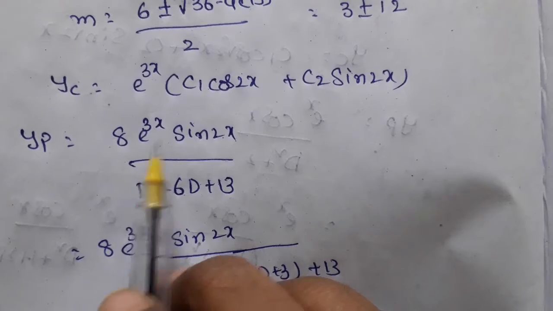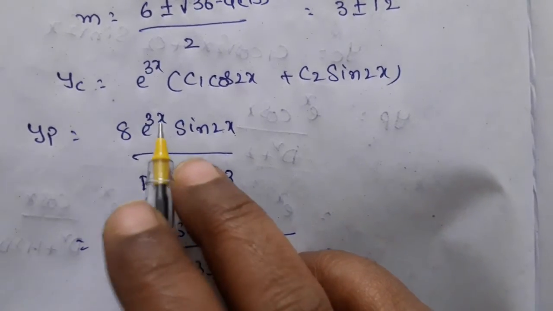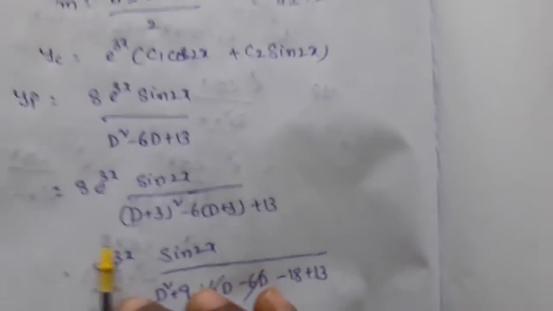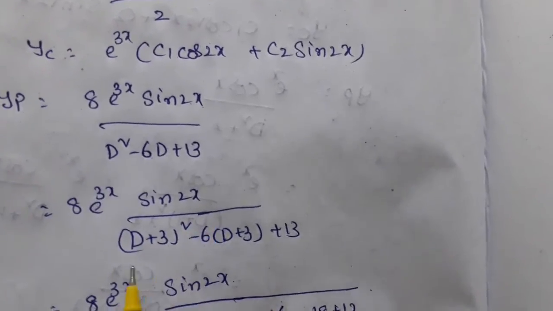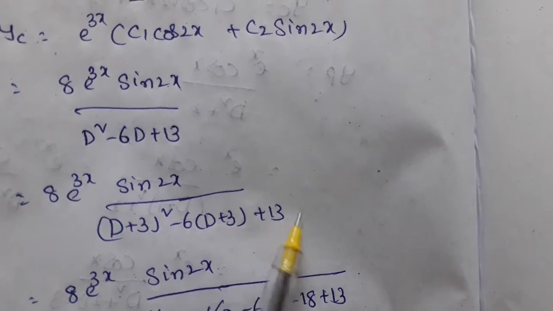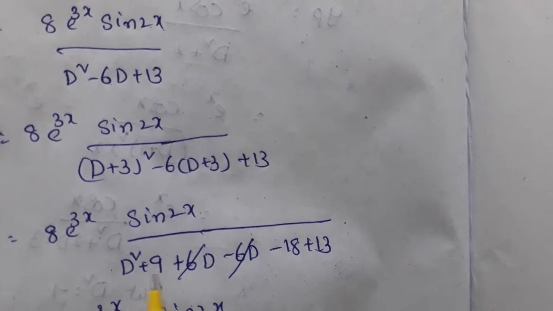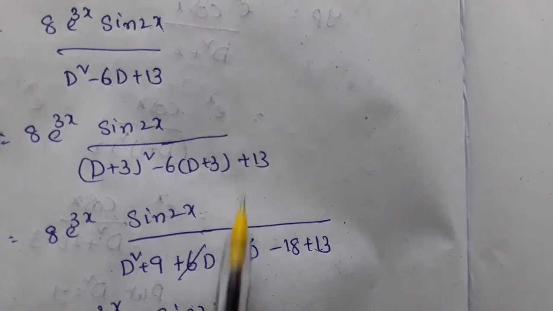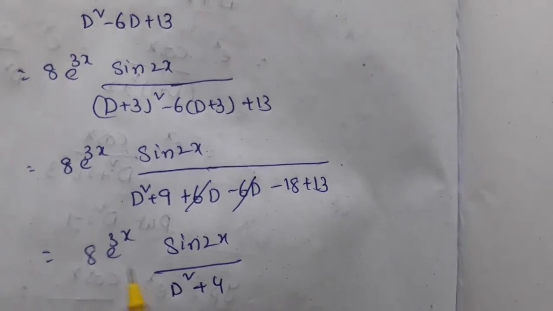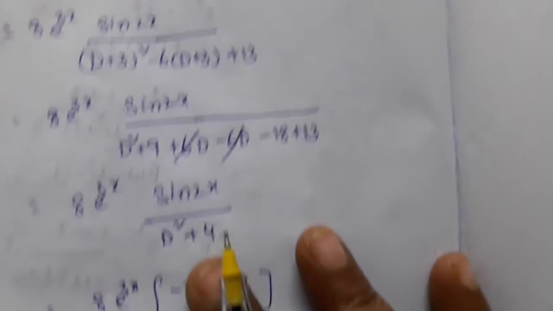y p is equal to 8 e power 3x into sin 2x. So replace d with d plus 3, since the quotient of x is 3. So 8 e power 3x into sin 2x by d plus 3 whole square minus 6 into d plus 3 plus 13. So expand d plus 3 whole square, that is d square plus 9 plus 6d, multiply minus 6 inside, minus 6d minus 18 plus 13.